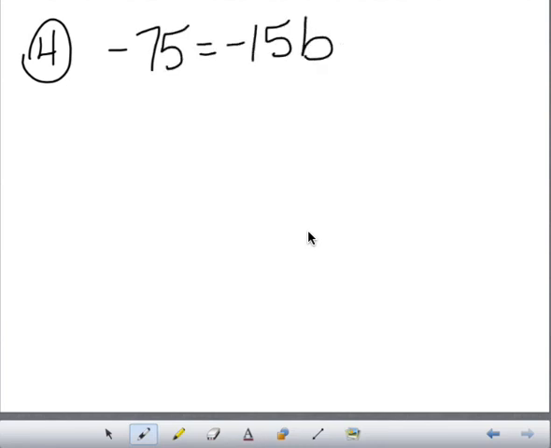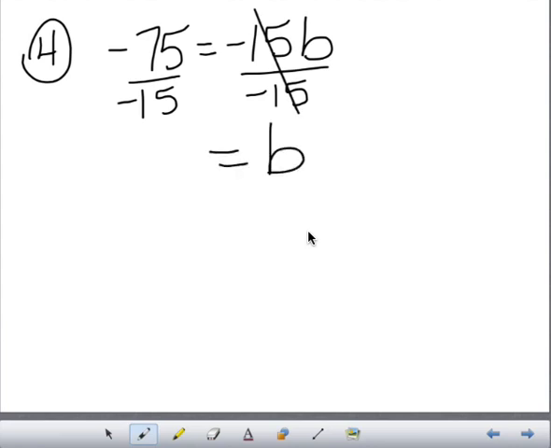All right, number 4 is negative 75 equals a negative 15b. Again, I want to get the b by itself. What's attached to it right now? Times negative 15. So I'm going to divide both sides by negative 15 to cancel out that multiplying. Those cancel out, leaving me with b. And negative 75 divided by negative 15 is a positive 5. Again, remember, you could check all of these to see if you've gotten them right.